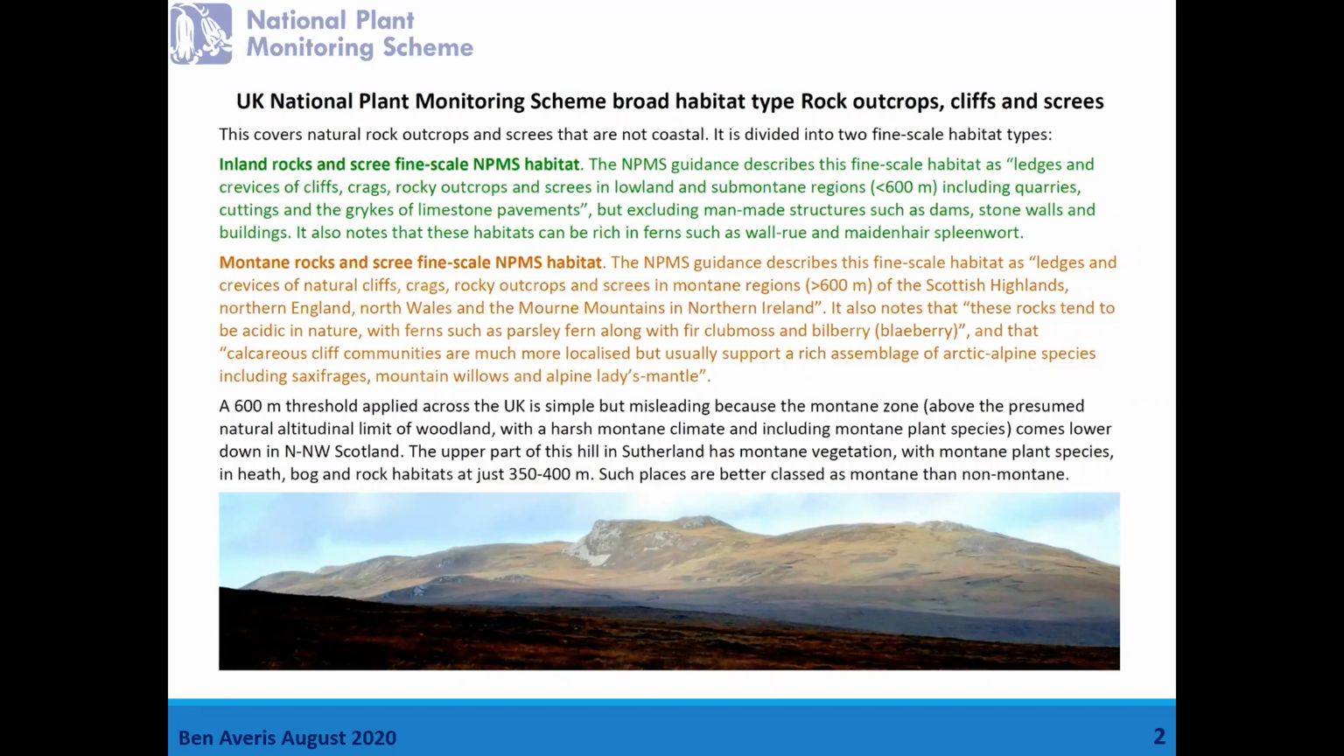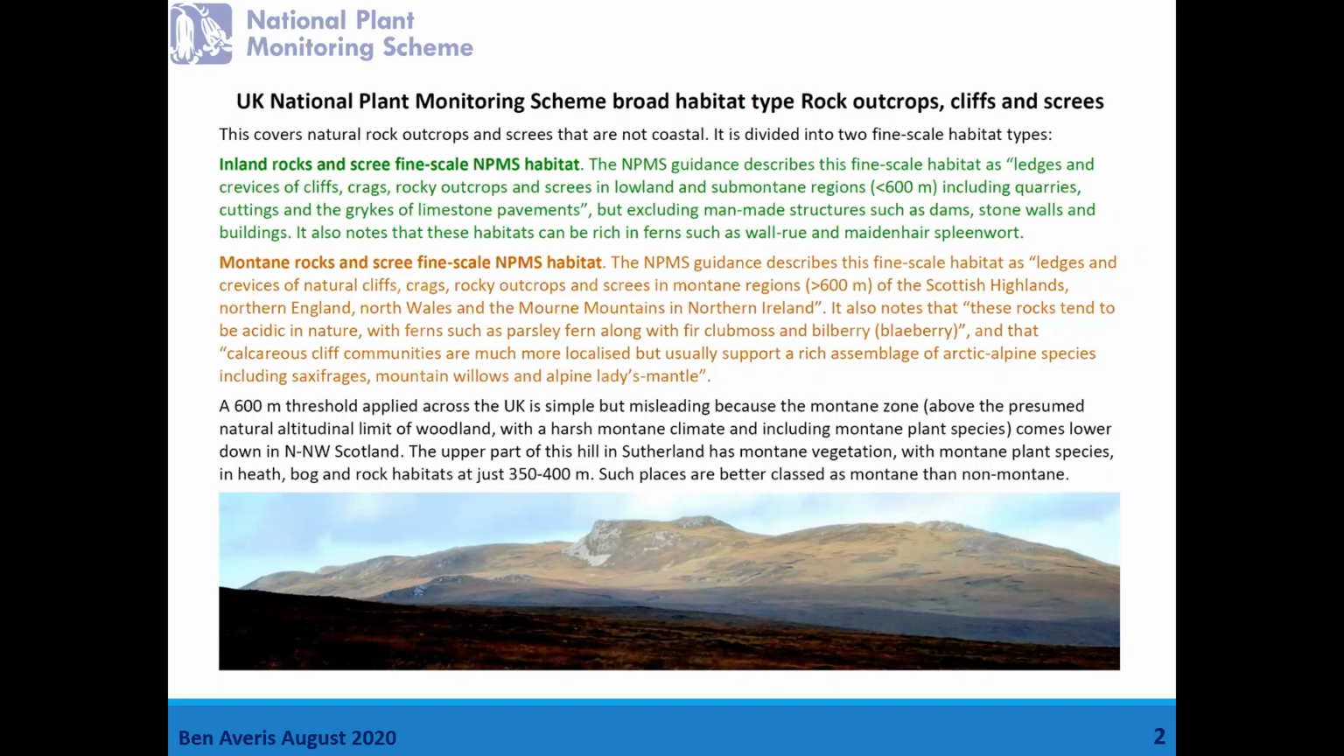It also includes some artificial-ish habitats like quarries, where it's not totally artificial substrate, but it's not a natural kind of formation. But it doesn't include built structures, like, as I said, dams and stone walls and buildings, although you can get some interesting plants growing on some of those, especially the older ones. So what we can do is start off looking at the non-montane one.